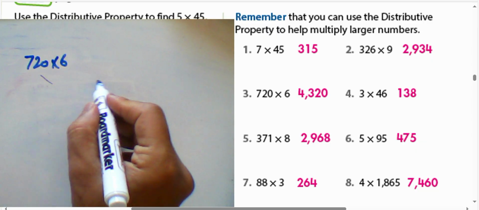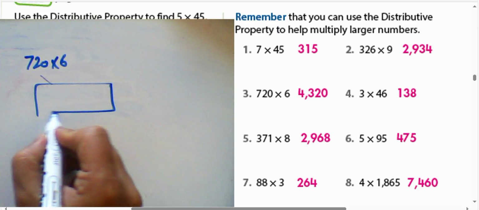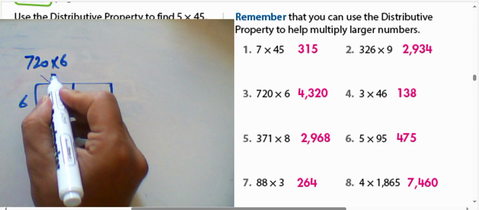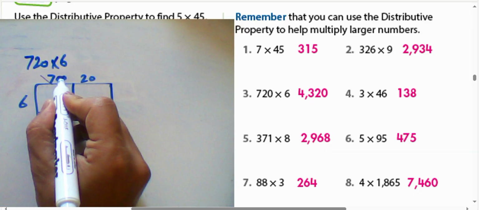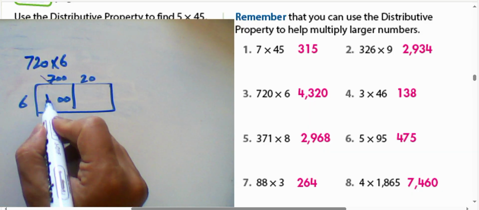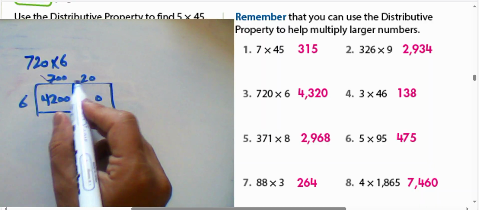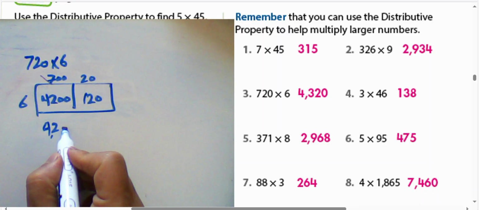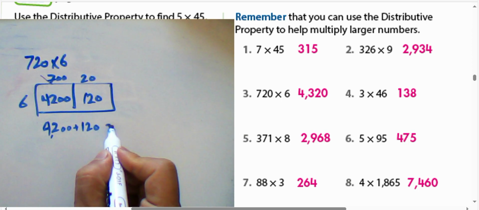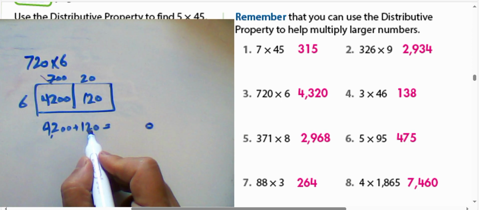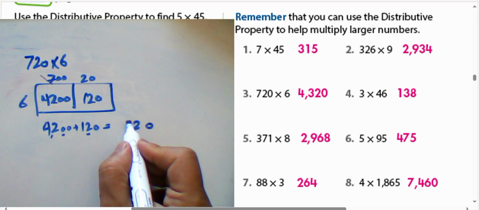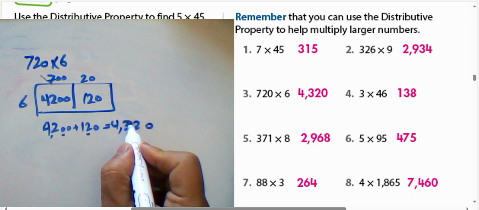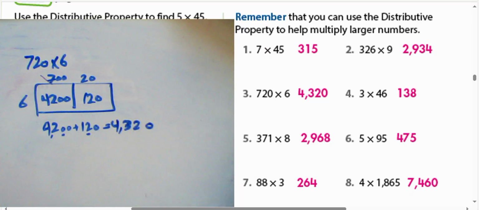Draw here a rectangle, write 700 plus 20 plus 6. Write double 0, and 6 times 7 equal 42. Write 2. 2 times 6 equal 12, and then you can add together 4200 plus 120. Write 0, and 2 plus 0 equal 2, 1 plus 2 equal 3, and write 4. The result will be 4320.